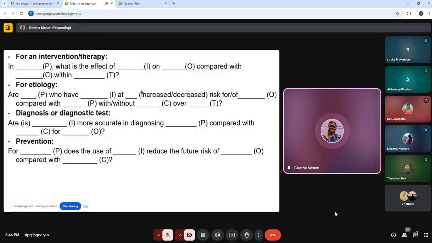Similarly, if it is an etiology question, then this type of question could be written: are patients or a population who have an intervention at increased or decreased risk compared with a comparator, with or without, over a time period? So this is another way you can write up your research question. Similarly, you can write up a diagnostic question like this, where an index test is compared with a standard diagnostic test. So these are some of the examples.